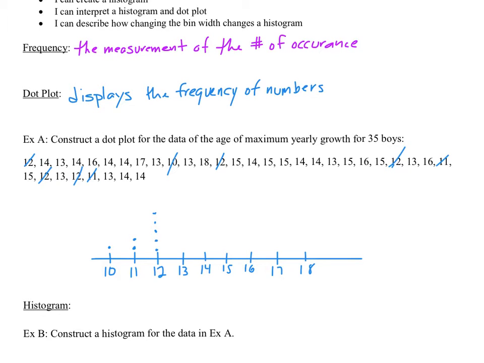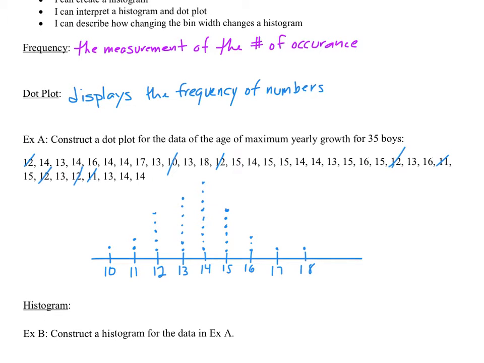So just to pick up the pace here, for 13, there are, let's see, 1, 2, 3, 4, 5, 6, 7. For 14, there should be 9. And for 15, there are 6 of them. For 16, there's 3. 17 and 18 each have 1.